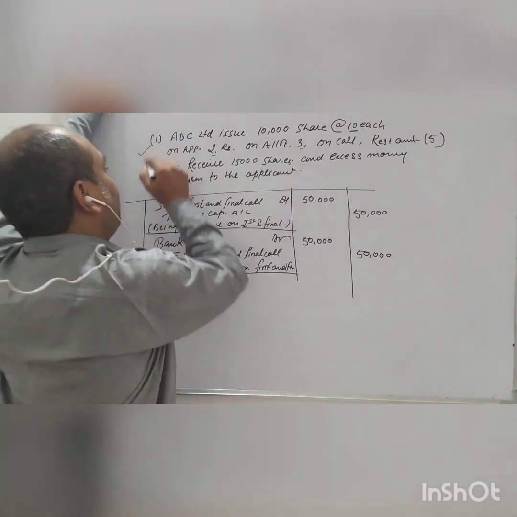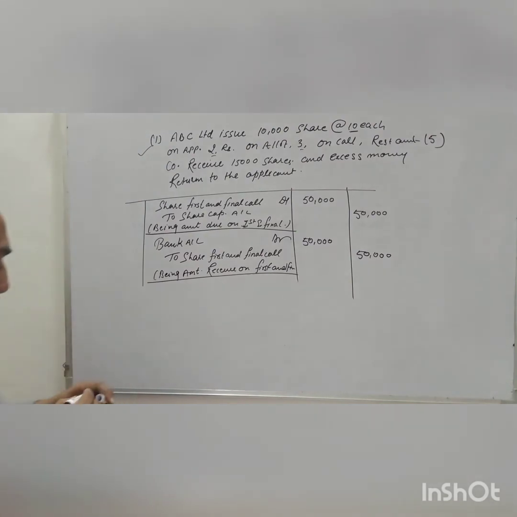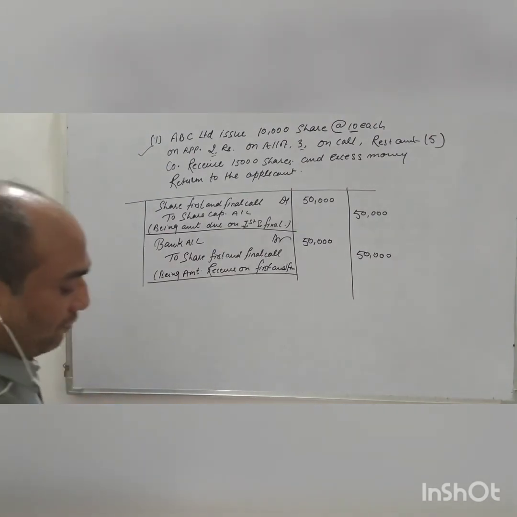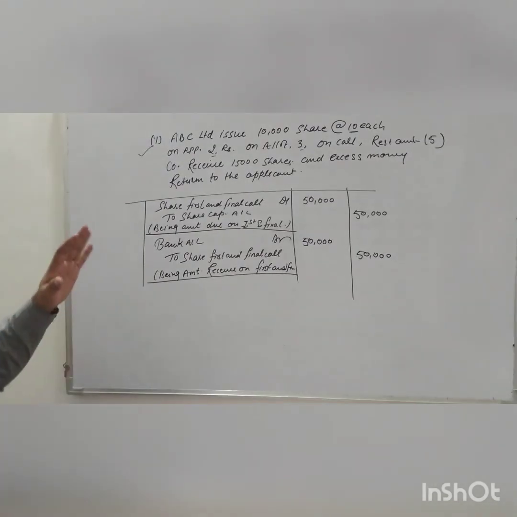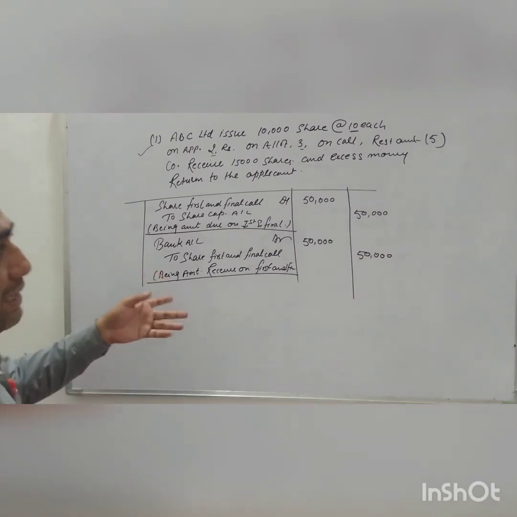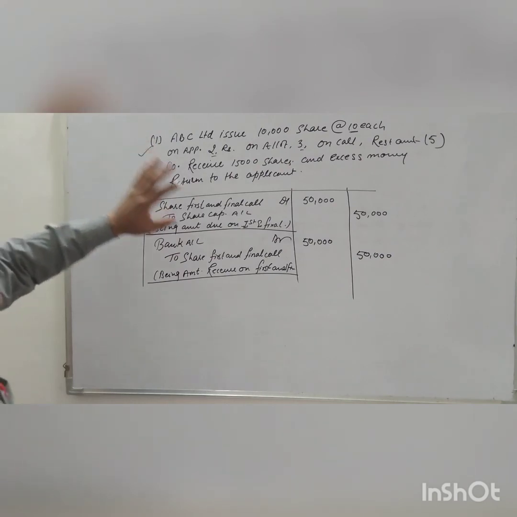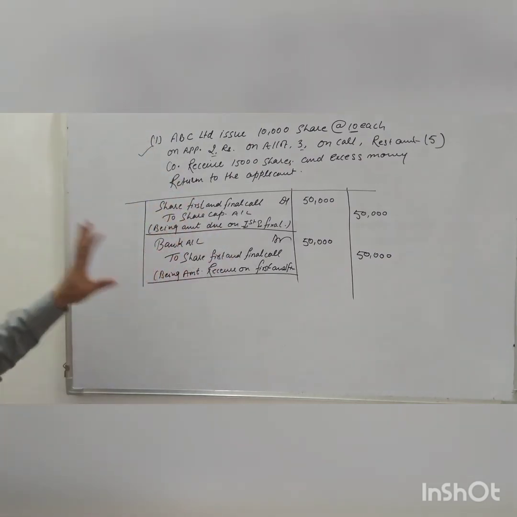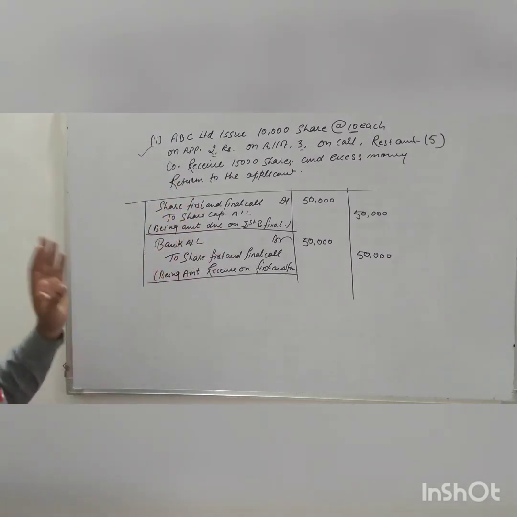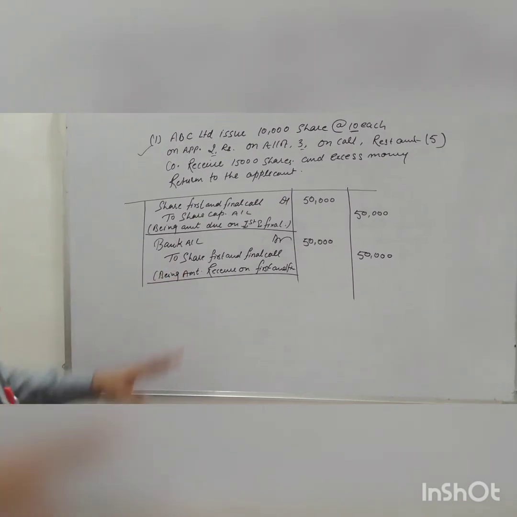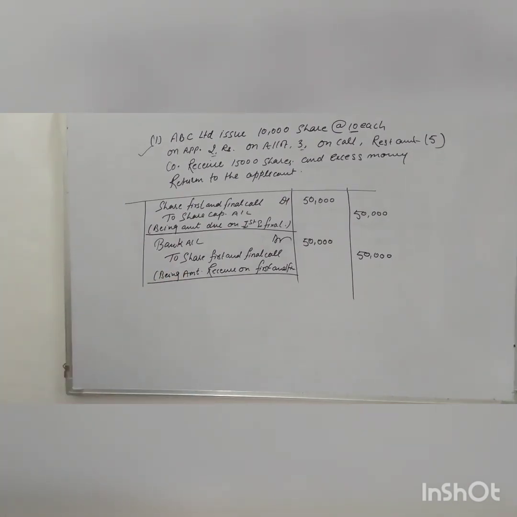This is a very simple, easy question. In this video we saw the 6 base entries, and on these base entries we composed one question and solved it: how to prepare the journal entries and how to put the amounts in the entries. I hope, students, you got it.